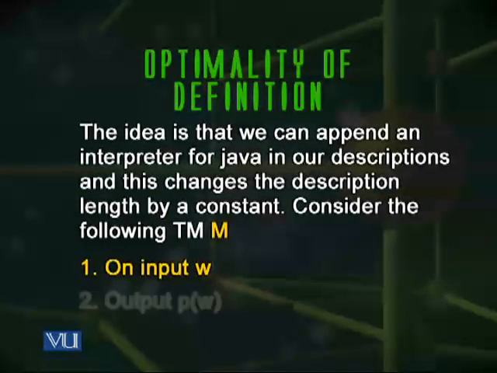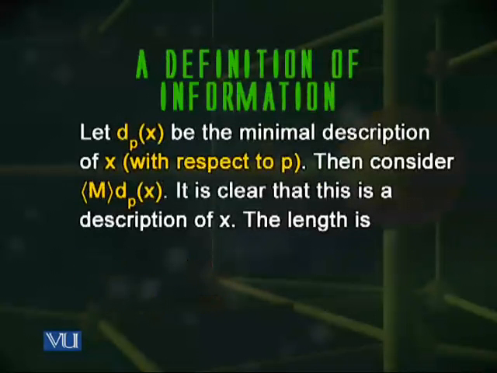Let's be more formal about it. Remember that we have said that P is a computable function. Therefore, P can be computed by a Turing machine. Now let's consider the following Turing machine M. On input w, output P of w. Now let d sub P of x be the minimal description of x with respect to P. Then what we can do is we can take this one given Turing machine.